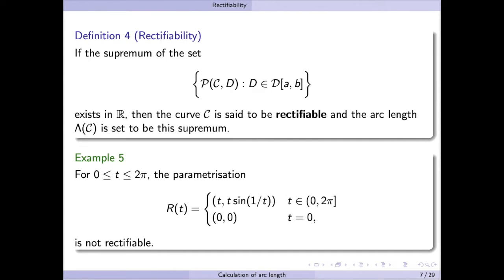As a simple example, we just take the parameter t to be in the interval 0 to 2 pi, and if we define the parameterization r of t by t comma t sine of 1 upon t for t not equal to 0 and r of t equal to the origin if t equals 0, then this parameterization is not rectifiable. The simplest explanation for this is that as you approach the origin, as t approaches 0, the frequency of this sine wave increases without bound. Hence, in a sense, it has infinite length.